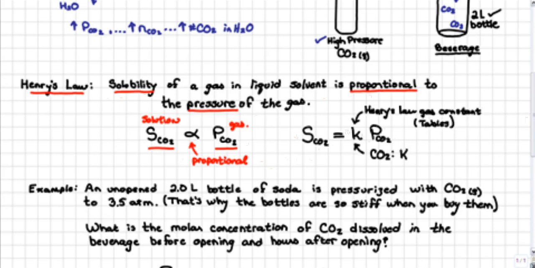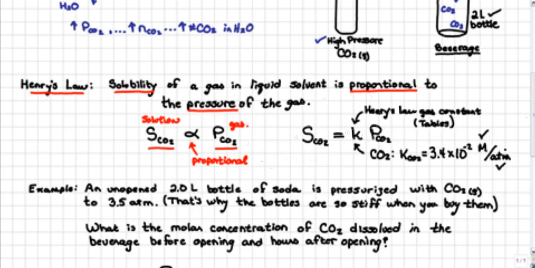here in just a moment, has a value of 3.4 times 10 to the minus 2 molarity per atmosphere. The units on the Henry's law gas constant tell us that the pressures that we work with had better be in atmosphere units, and that what comes out is a solubility in molarity units. The Henry's law equation works with atmospheres in terms of pressures and solubilities in molarities.